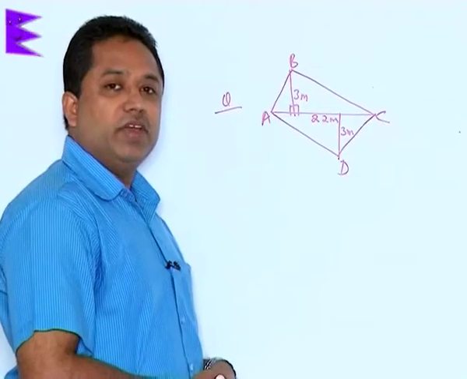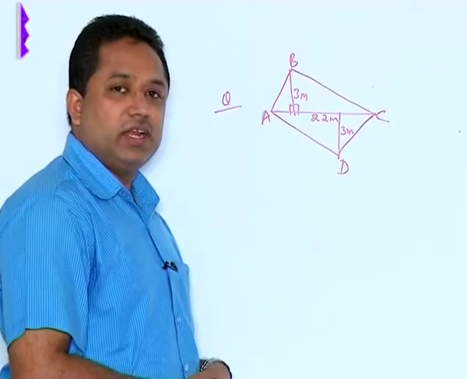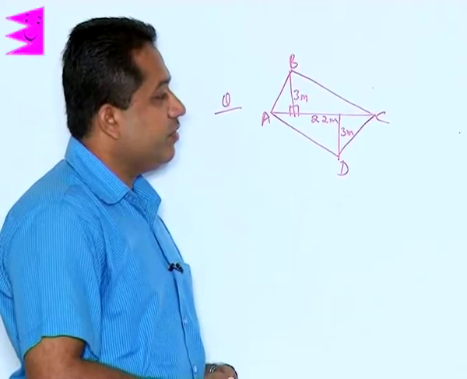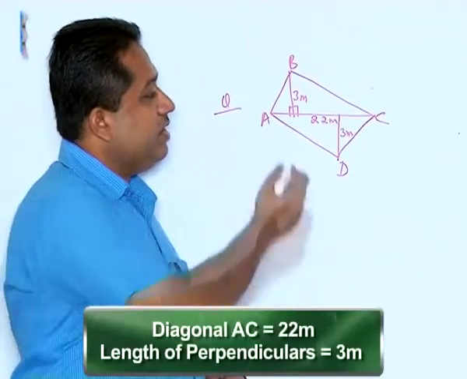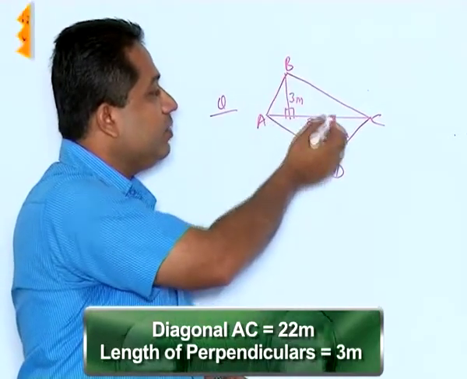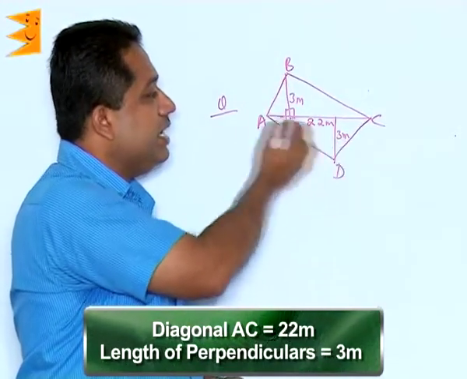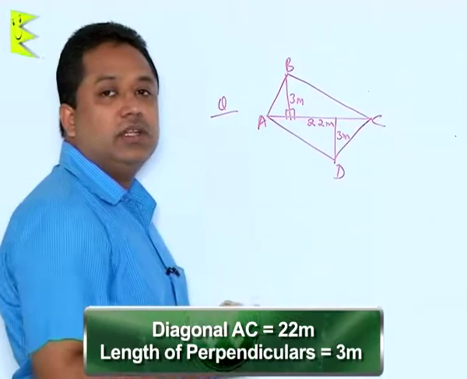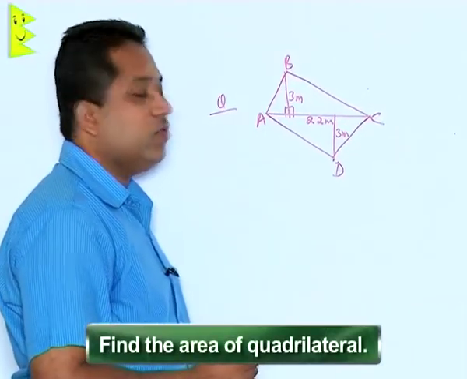Here on the board we find the diagram of a quadrilateral. A quadrilateral is a four-sided figure. The diagonal AC is given as 22 meters, and we are given the length of the perpendiculars from B and D to this diagonal as 3 each. Now we have to find the area of this quadrilateral.